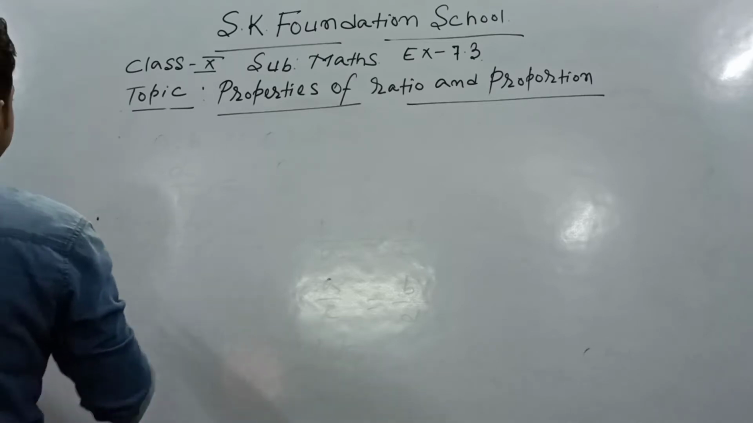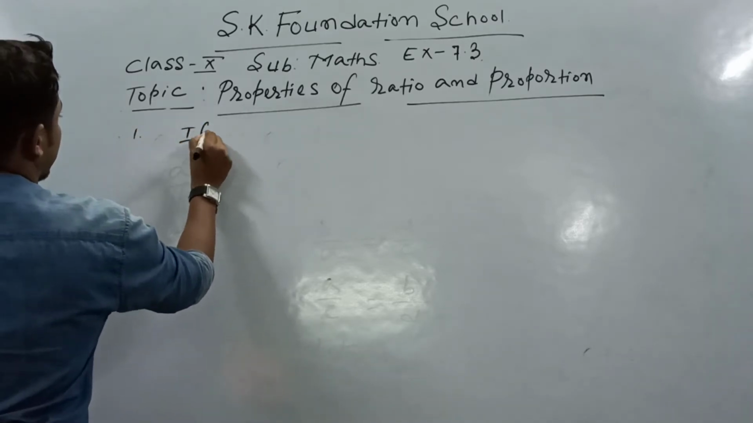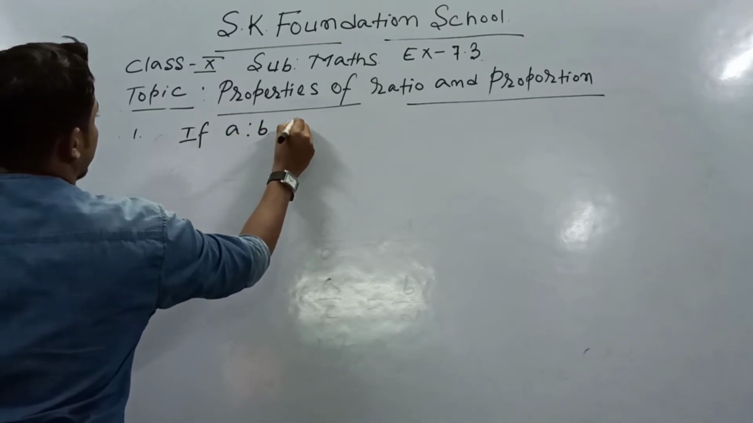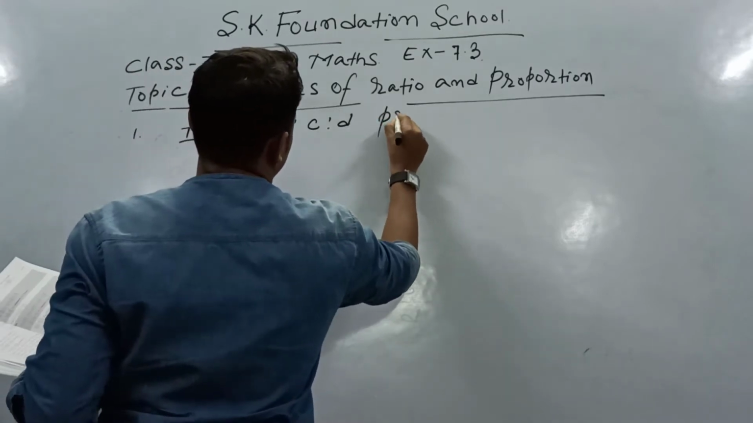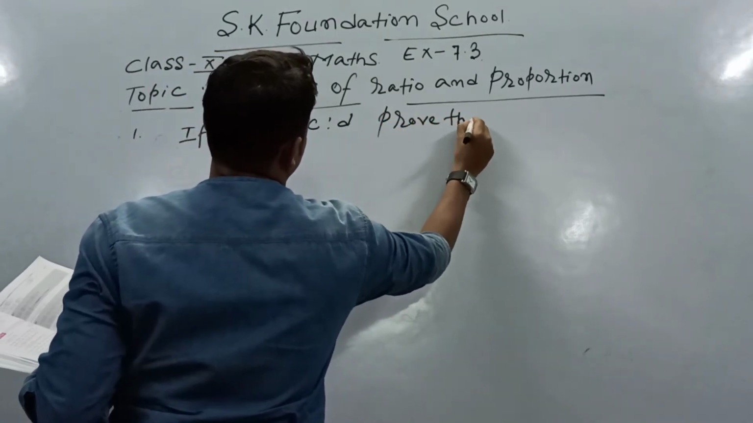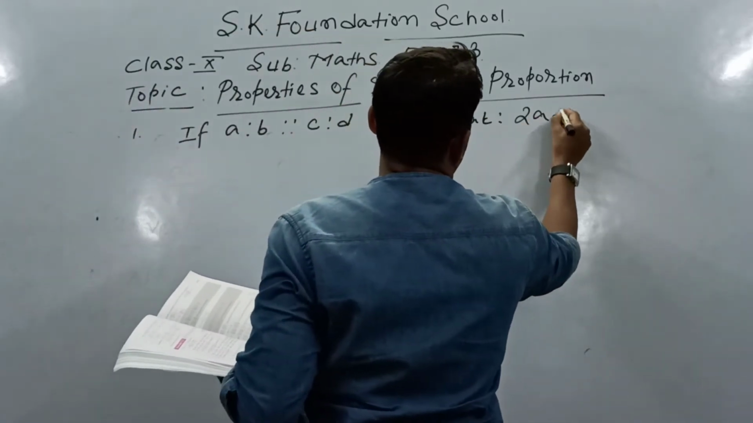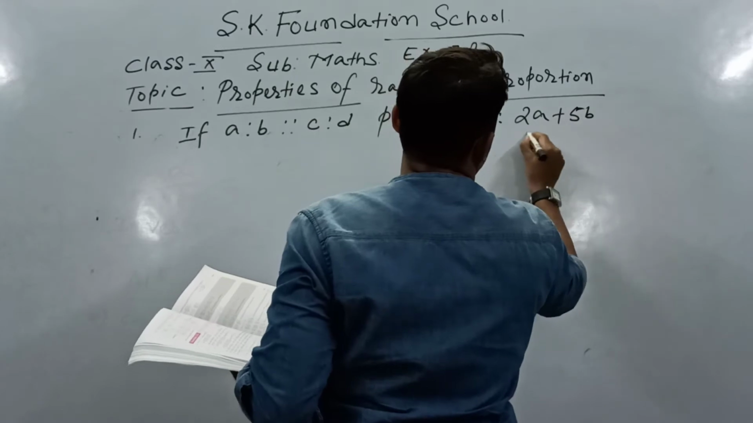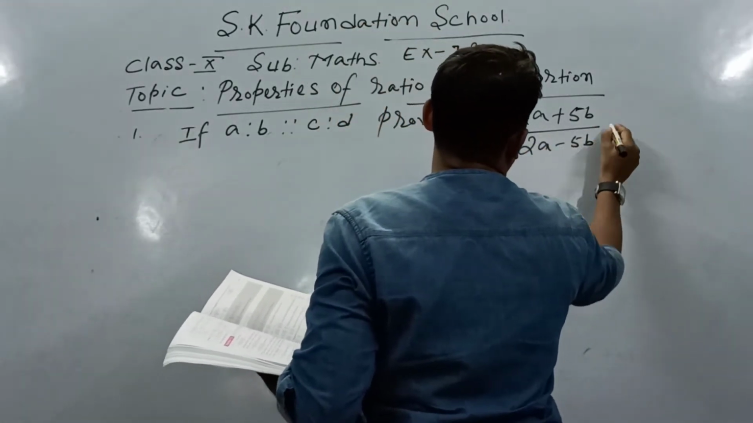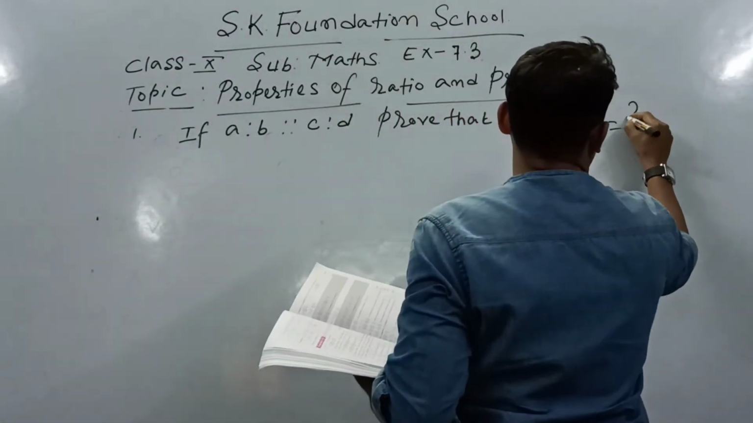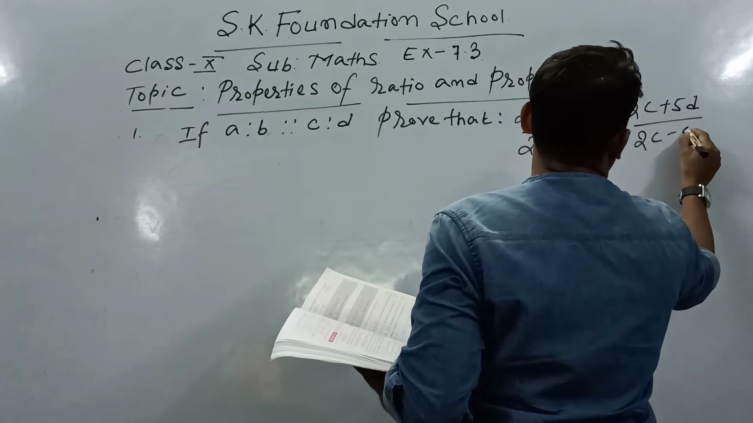So question number 1. If A is to B proportion C is to D, prove that 2A plus 5B by 2A minus 5B equals 2C plus 5D by 2C minus 5D.